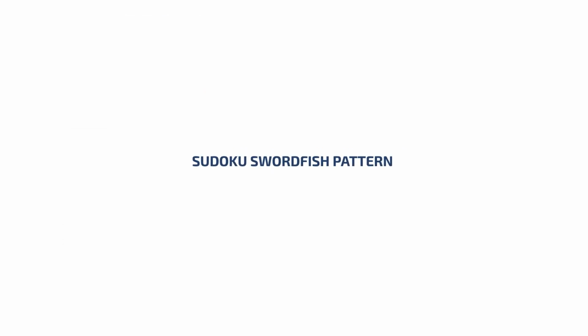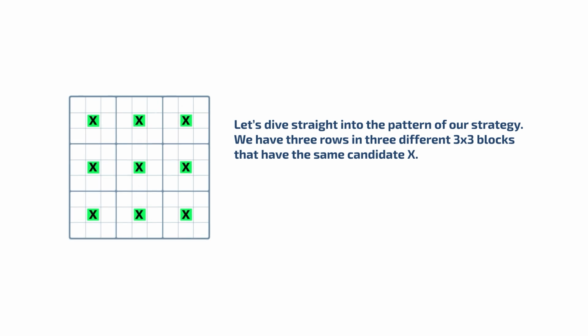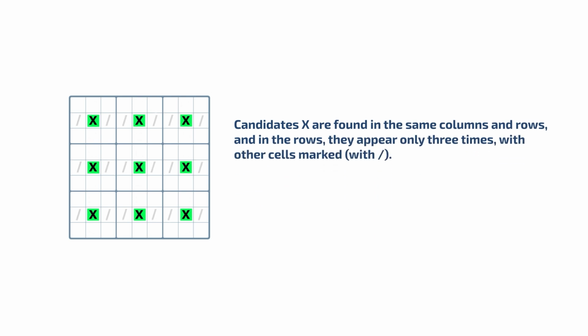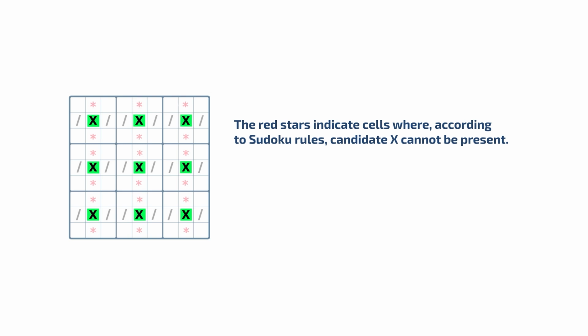Sudoku, swordfish pattern. Let's dive straight into the pattern of our strategy. We have 3 rows in 3 different 3x3 blocks that have the same candidate X. Candidates X are found in the same columns and rows, and in the rows they appear only 3 times, with other cells marked with slash. The red stars indicate cells where, according to Sudoku rules, candidate X cannot be present.